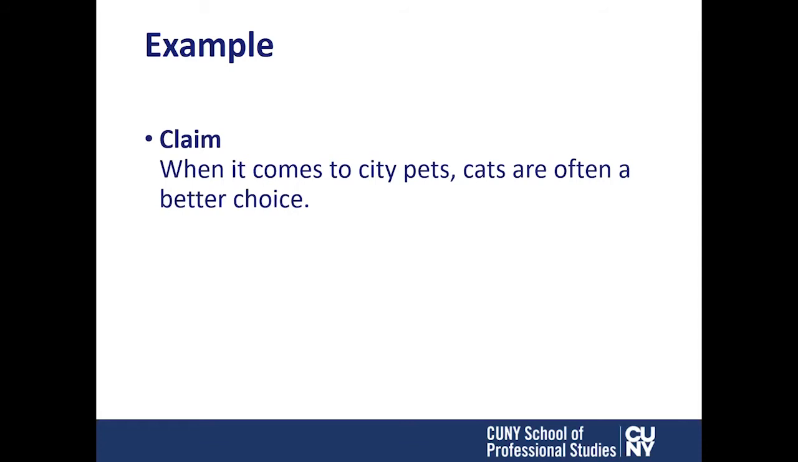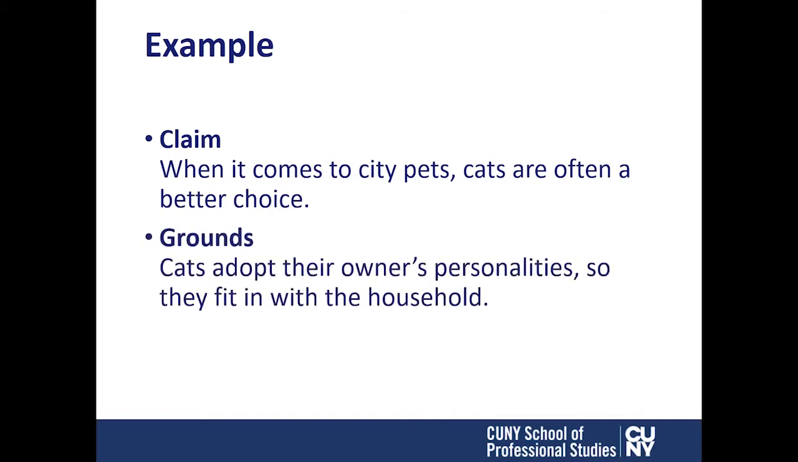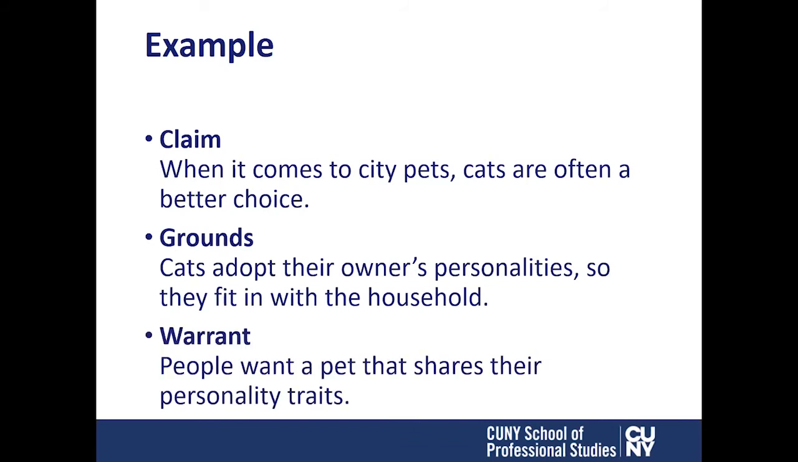Well, I need evidence for that. So let's say my evidence is that cats adopt their owners' personalities, which means they'll fit in better with their household. There's an assumption being made here that people want a pet that shares their personality traits. And as the writer, I'll have to decide if I need to make that point in writing and perhaps prove it, or if I can just leave it unspoken. While Toulmin breaks arguments down into more pieces than this, if you remember these 3 things while outlining your arguments, you'll be in good shape.